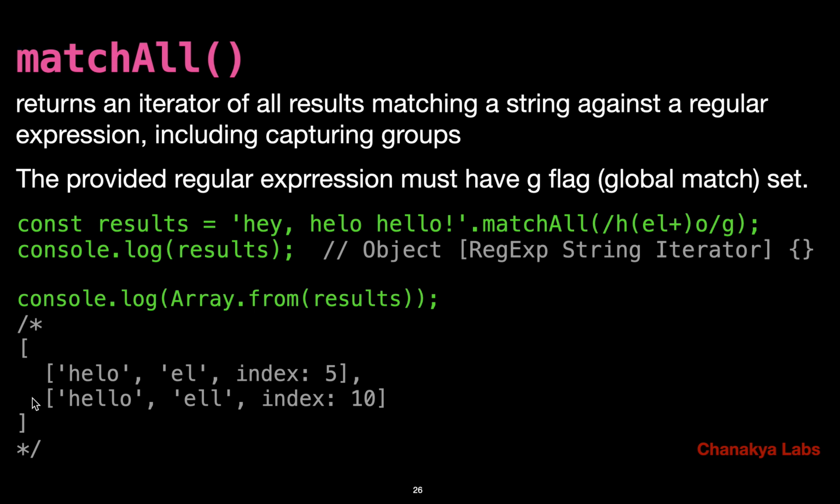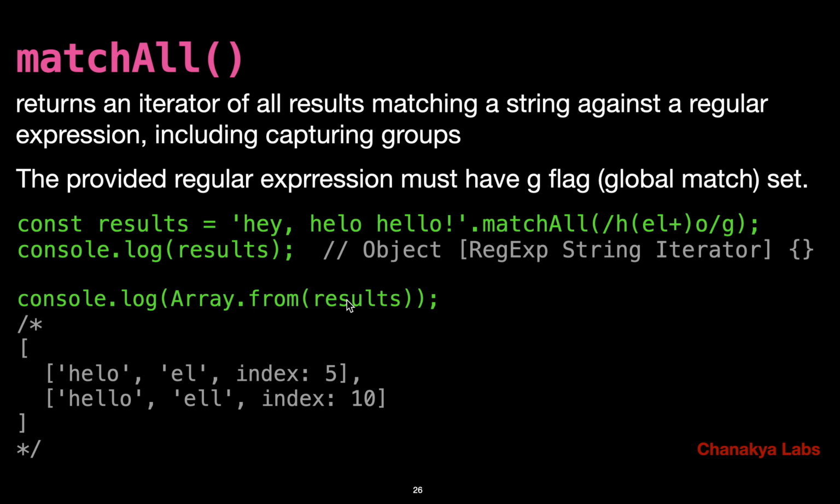But the idea is that there will be an array, and it will have all the matches as arrays, where each array will have, for that particular iteration, the match and all the capturing groups. So here we see that in the first round, HELO will be matched, and the match is HELO, and the capturing group is EL. Okay, and next we will see HELLO, and the capturing group match is ELL. So we can clearly see this.